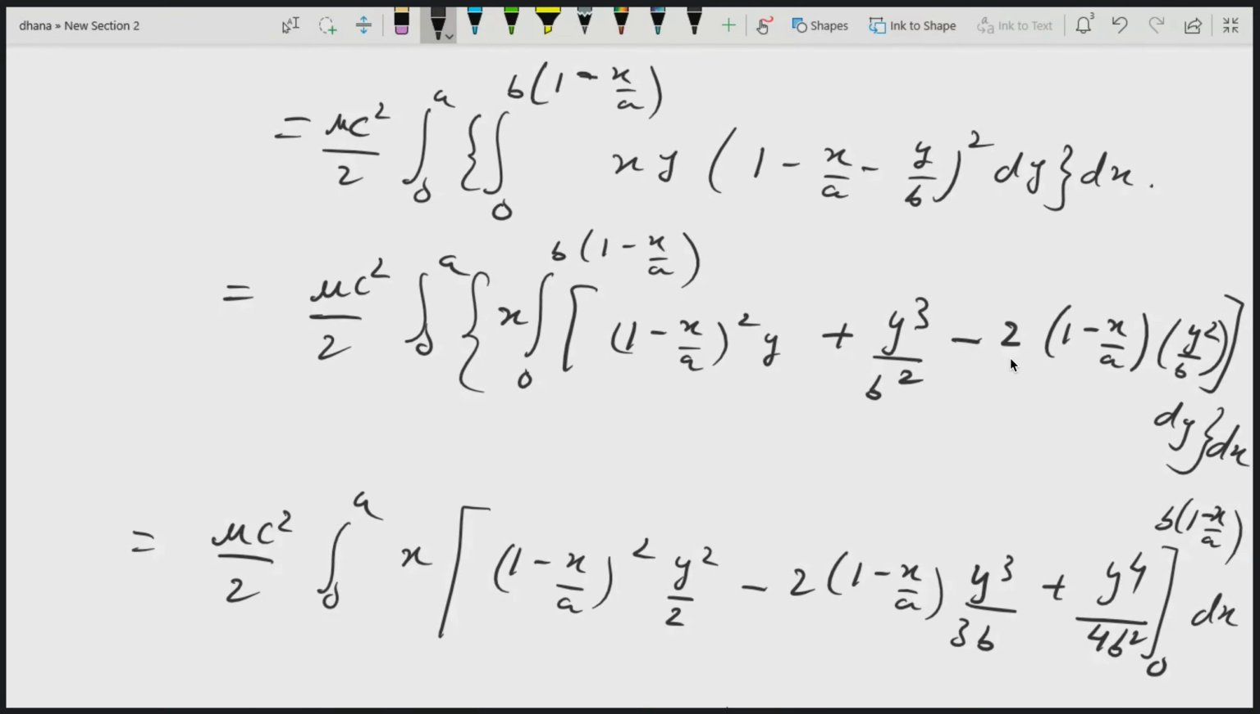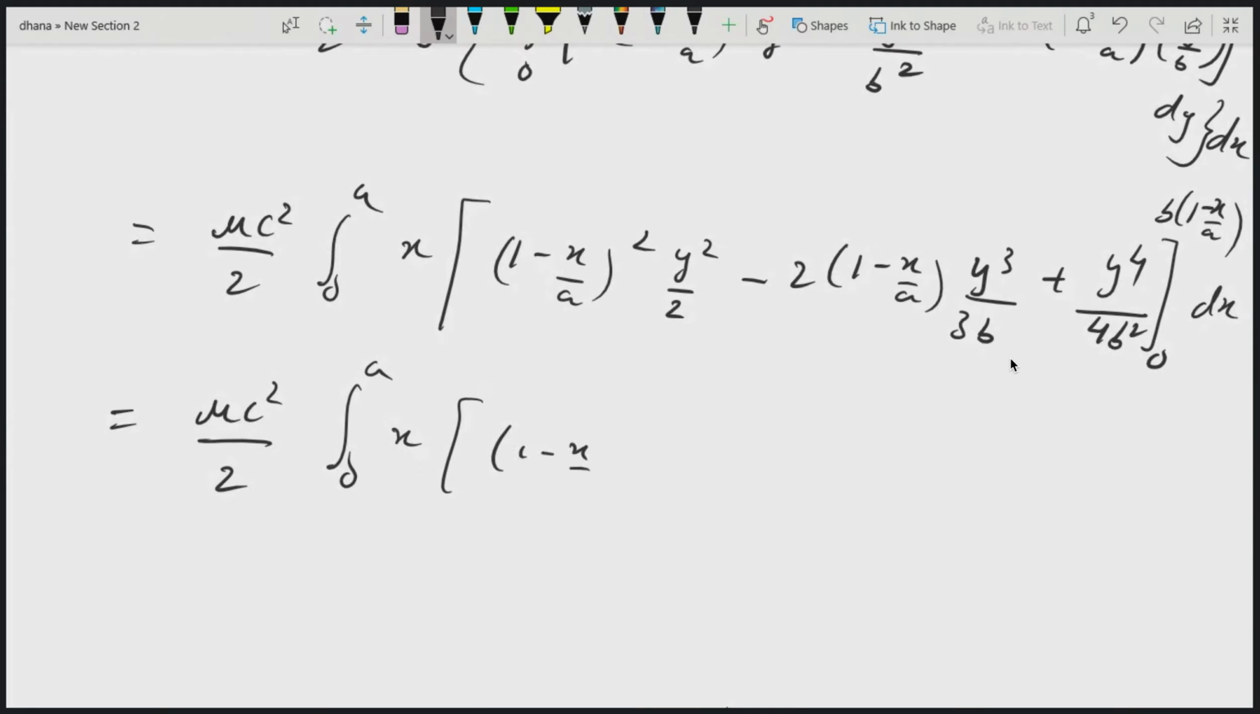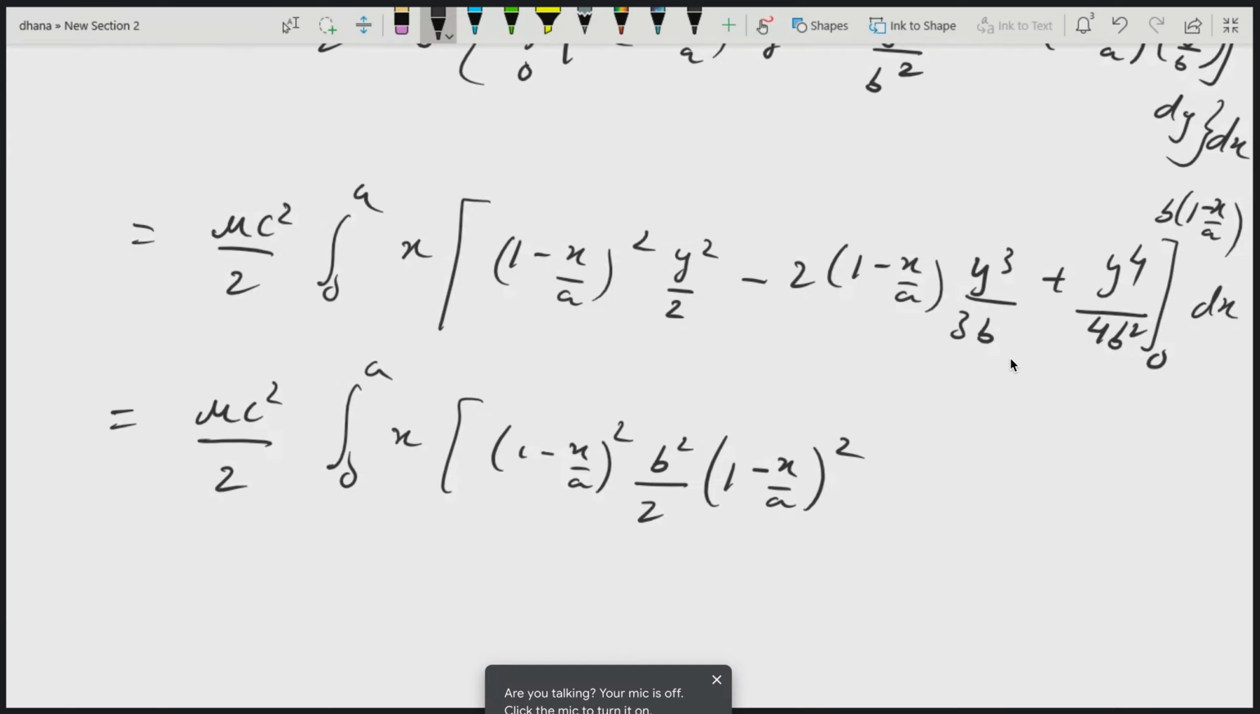Are you solving? Yes, ma'am. Got the answer? So if you simplify this one, integral 0 to a as it is, okay, substitute the limits now. It is x as it is, 1 minus x by a whole square. Upper limit only I'm substituting, for the lower limit all three terms will be 0. So I'll get b square by 2 into 1 minus x by a whole square, first part.